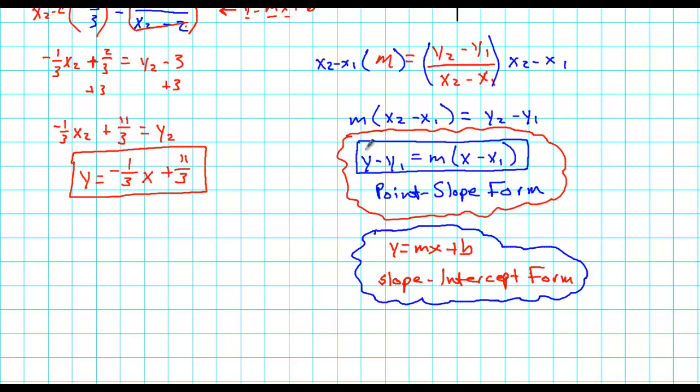You may be having to switch from one to the other. You may get a bunch of these and say, write it in point-slope form. You may get a bunch of point-slope forms and say, write it in slope-intercept form. But it's all just algebra. It's all just manipulating. So come in with questions tomorrow. We'll practice it a lot.